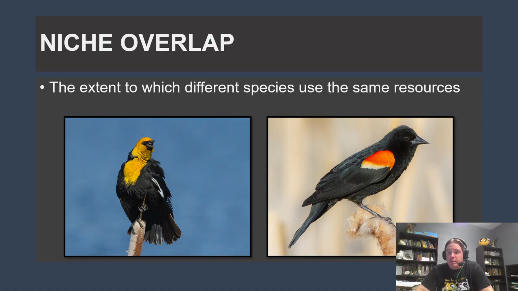But here's the thing. We have this idea of the competitive exclusion principle, and the idea here is very, very simple. If two species exist with the same niche, one of them is going to go extinct. One of the species will be the better competitor of the two, and so you will get competitive exclusion of the other.